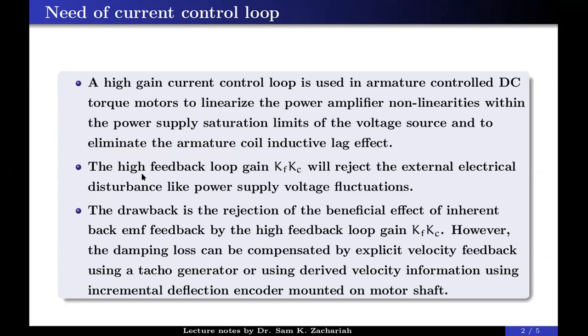That is a high feedback loop gain. Kf into Kc will reject external electrical disturbances like power supply voltage fluctuations. This high gain loop is being used.